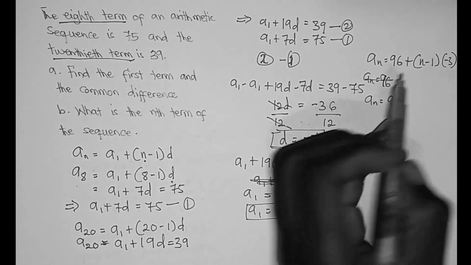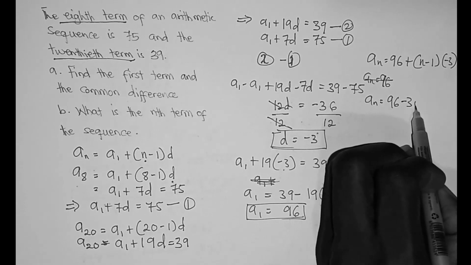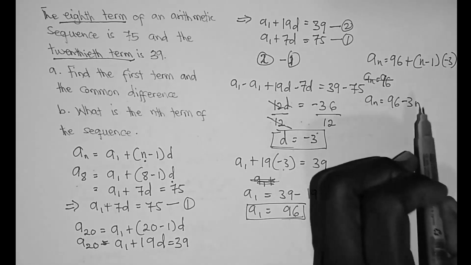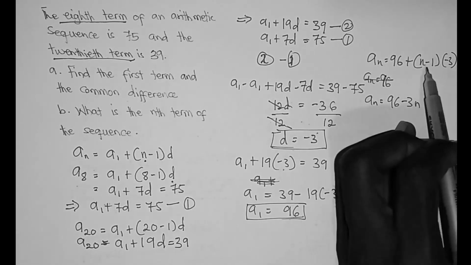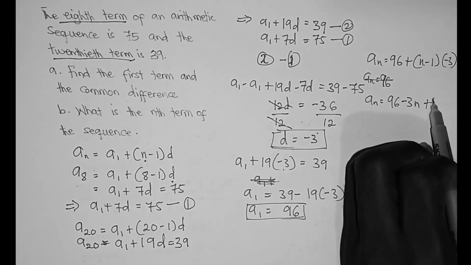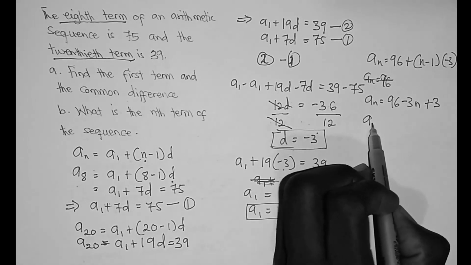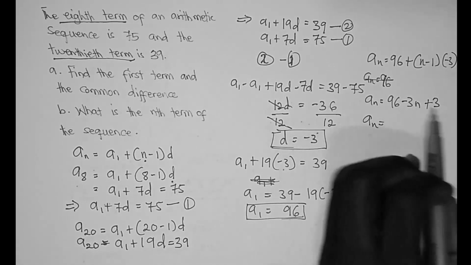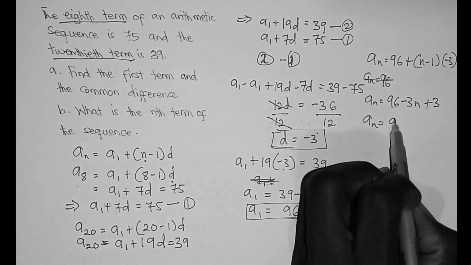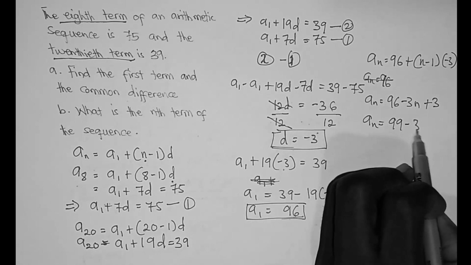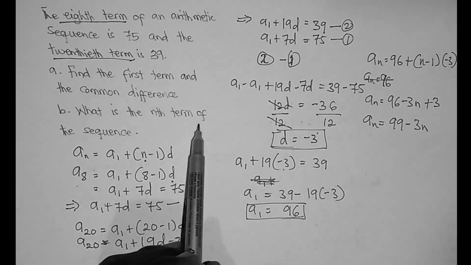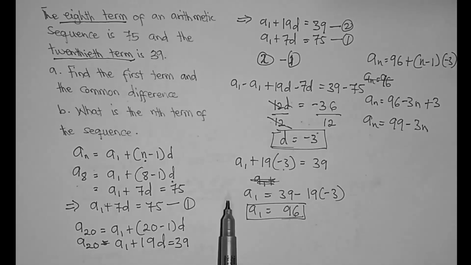So an is equal to 96. The minus 3 times n becomes minus 3n. The minus 3 plus minus 3 times minus 1 becomes plus 3. So an is equal to 96 plus 3 equals 99. So 99 minus 3n. So that is the nth term of the sequence. At this point, let us find the general formula for finding the sum of an arithmetic sequence.